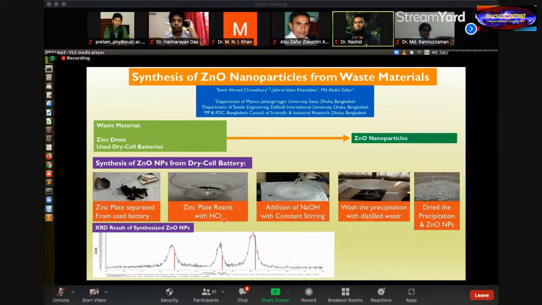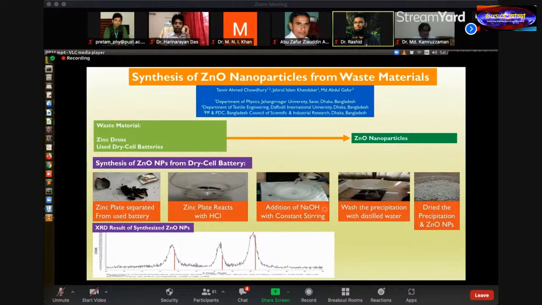After that, the solution was separated with the help of a filter, and to that solution, we added sodium hydroxide dropwise with constant stirring at 80 degrees Celsius. We observed the pH. Whenever the pH reached 12, we stopped adding sodium hydroxide, and we also observed that the solution turned milky white in color.